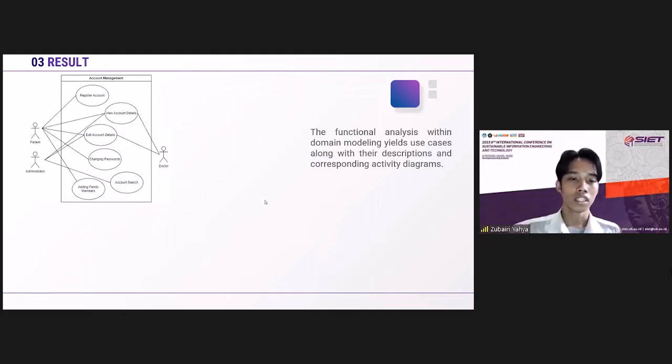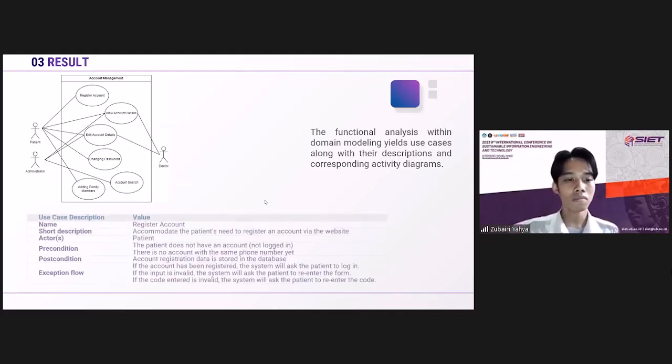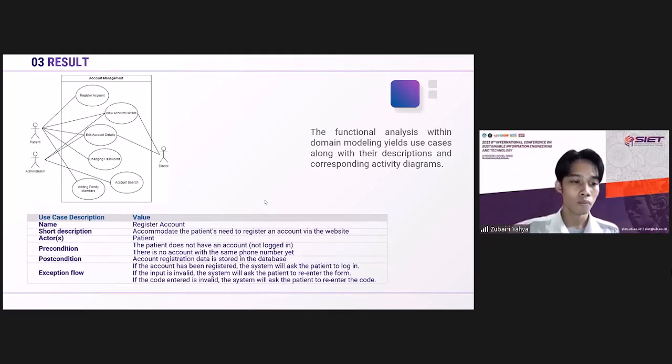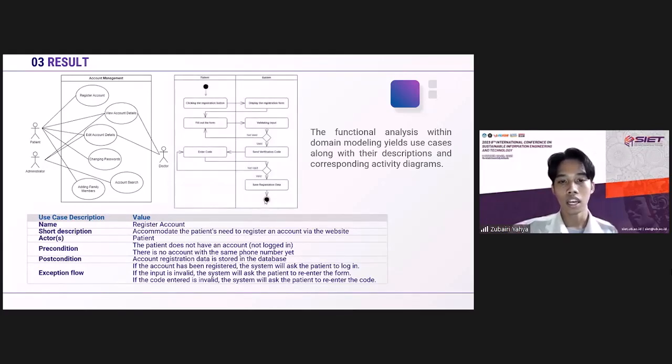Moving on, in the use case diagram crafted from our functional analysis, on this slide, our focus is on account management within our telehealth platform. In this diagram, we showcase a series of essential features related to account management. In the use case descriptions, you can see the conditions and the flow for register account. And in the activity diagram, you can see the process of the register account, starting from clicking the button and the system saving the registration data.